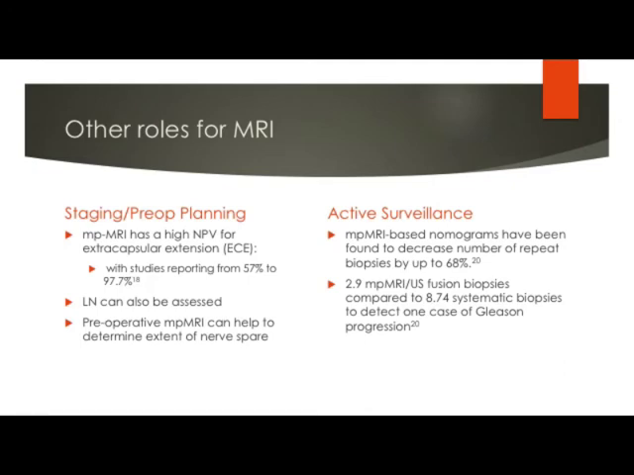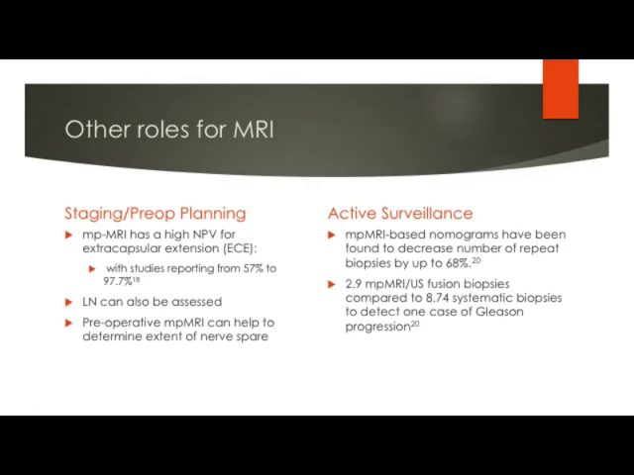And in one study it showed that based on the results of the multiparametric MRI, surgeons potentially changed their nerve spare in up to 27% of patients without affecting pathological outcomes, so still with negative margins. So it can be useful to help guide how close you want to go on the prostate.